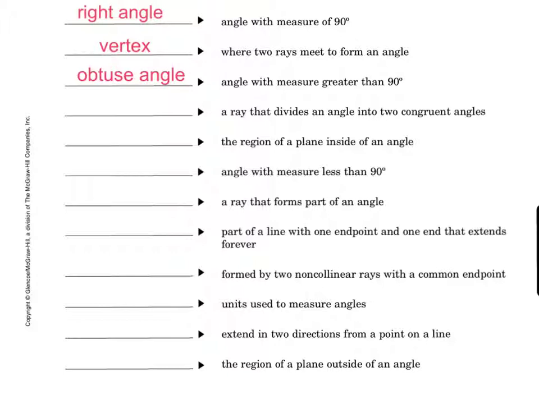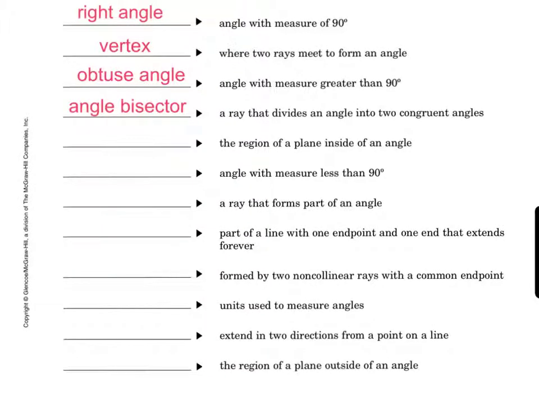A ray that divides an angle into two congruent angles. So it's going to split up into two congruent angles. It is an angle bisector. Next, the region of a plane inside an angle, well, that is the interior. Keep it going. An angle with a measure less than 90 degrees, well, that's an acute angle. A ray that forms part of an angle, that's simply just known as the side.